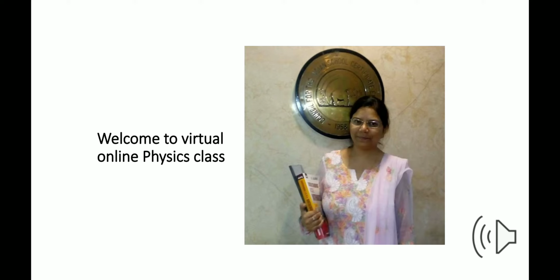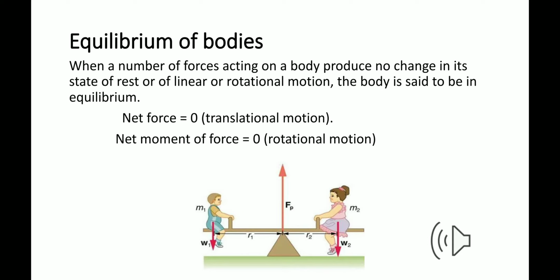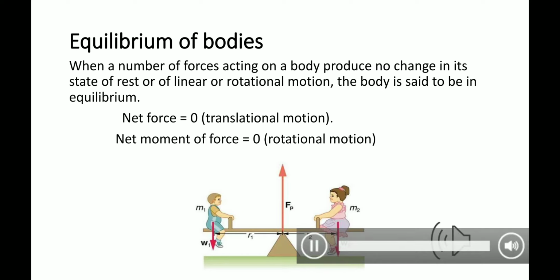So yesterday we did the turning effect, when the body is pivoted, when the body is free to move, what happens when it is a rigid body, what happens when it is not a rigid body, then turning effect, moment of force, couple. So we did all this yesterday. Now today, I'll be beginning with the next part of the chapter. So we go to the next slide. So I begin with equilibrium of bodies.